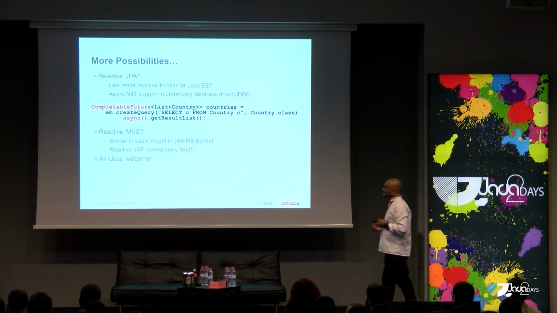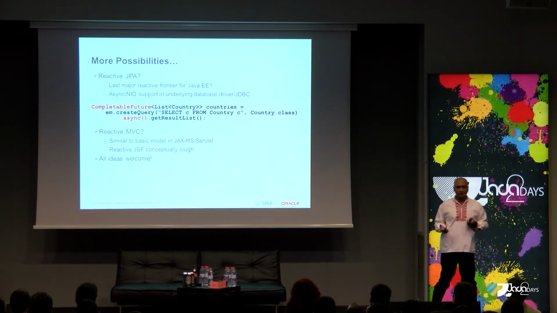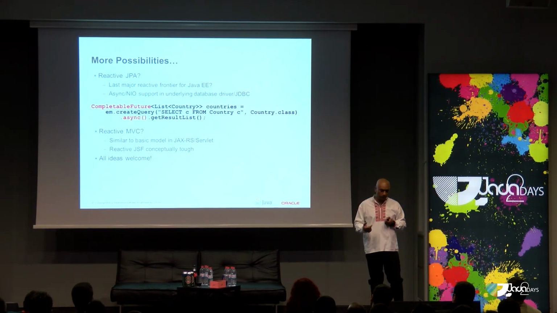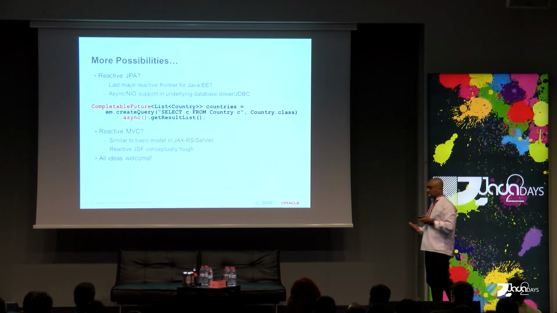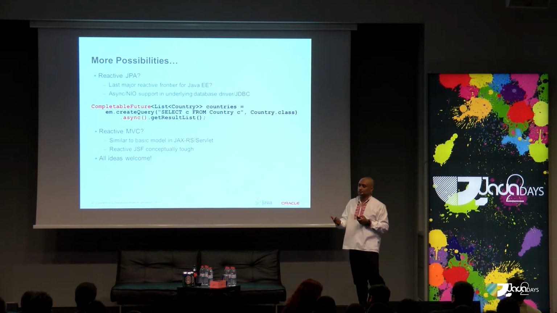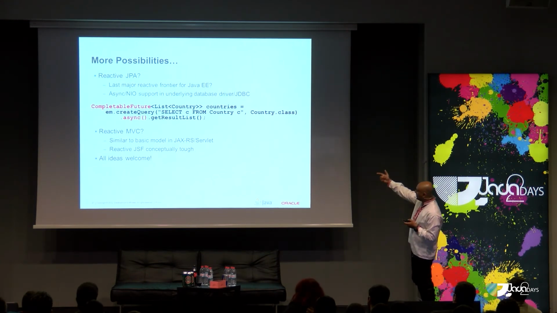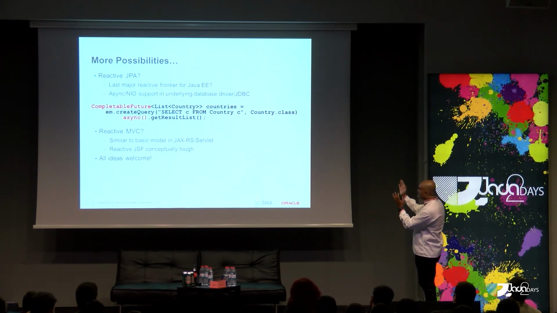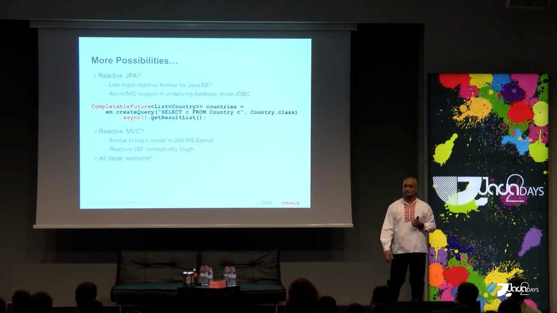The last reactive frontier, the biggest one that we have left in Java EE, is the database layer. The reason for this is not because of JPA, actually. It's because of JDBC. The JDBC API under the hood is actually a synchronous blocking API. So what we need is an asynchronous version of JDBC. Once we have that, we can have JPA APIs that look like this: instead of returning your list of countries, we can return a completable future of the countries.